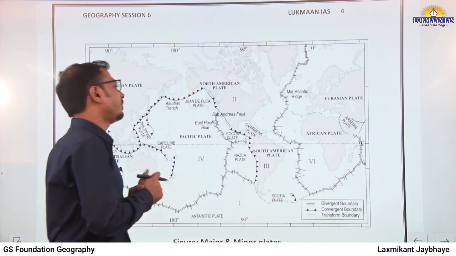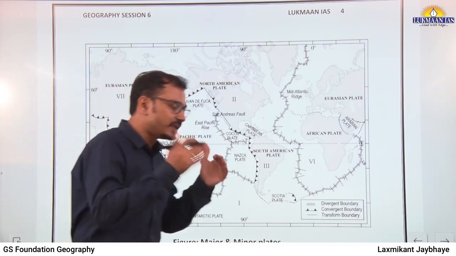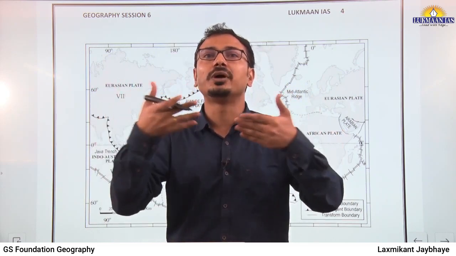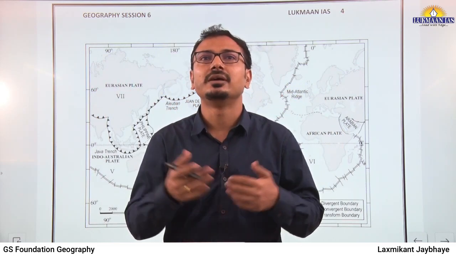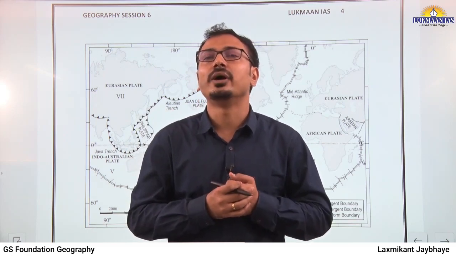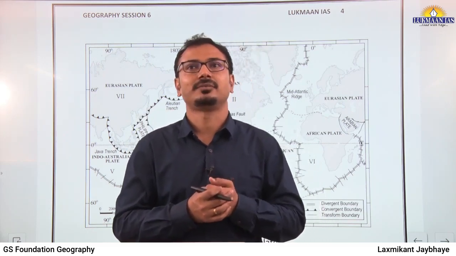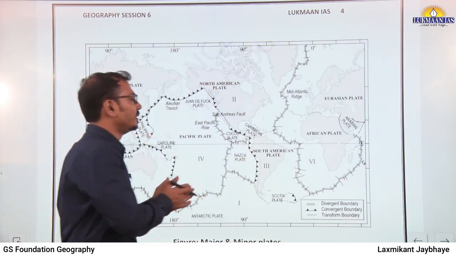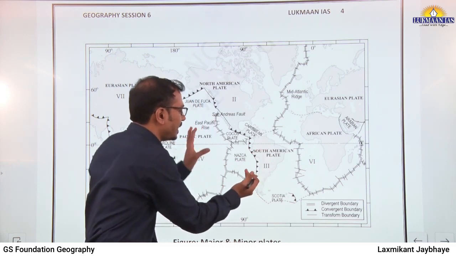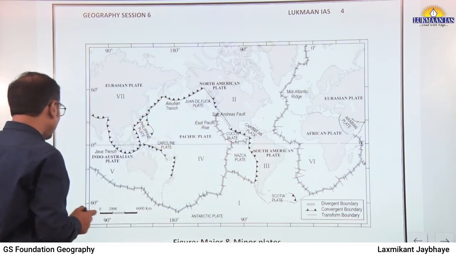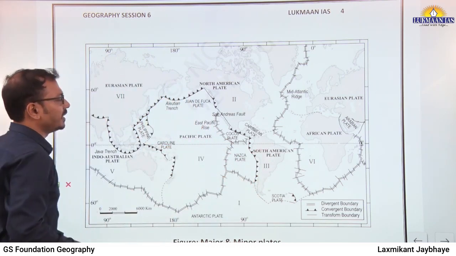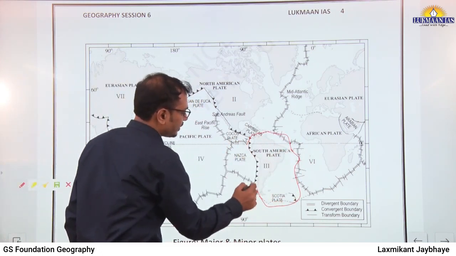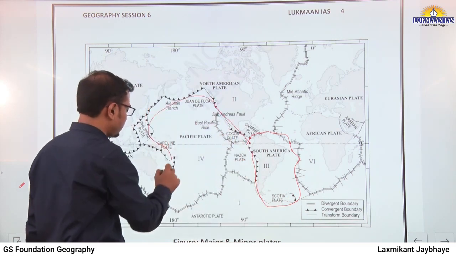Okay. Now after understanding this, there must be regions where plates are converging also, coming together. So in that region what happens? For example, let us take the example of this South American plate and this larger Pacific plate.